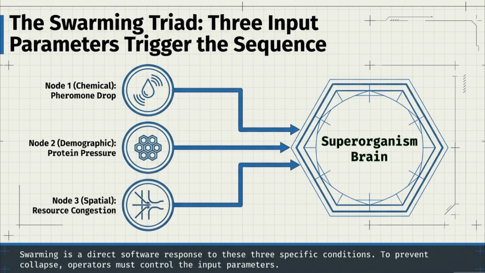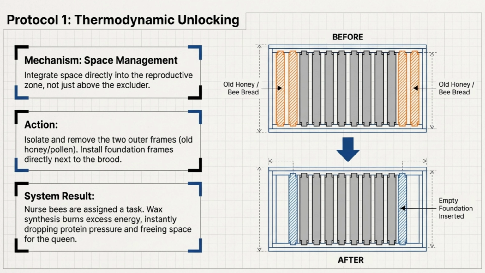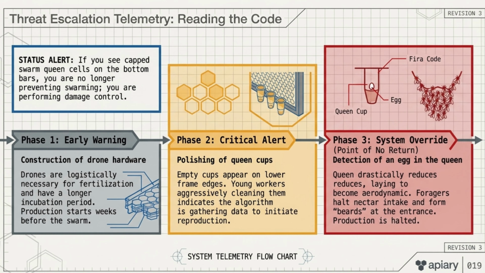3. Resource congestion, brood chamber blockage. This is the most expensive human mistake. Spring nectar and pollen intake is massive. Foragers do not have adequate storage space in the accumulation zone, the honey supers, so they deposit fuel directly into the reproductive zone, the brood chamber.